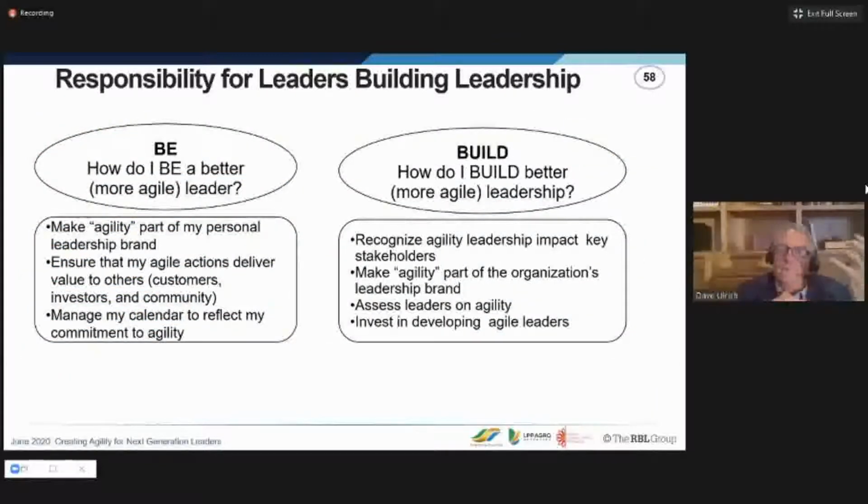Who's responsible for this? I think we have 2 responsibilities as board members and as senior leaders. 1, to be a more agile leader. People do what you do. And part of learning to lead is to model. 2 quick stories, one non-business.